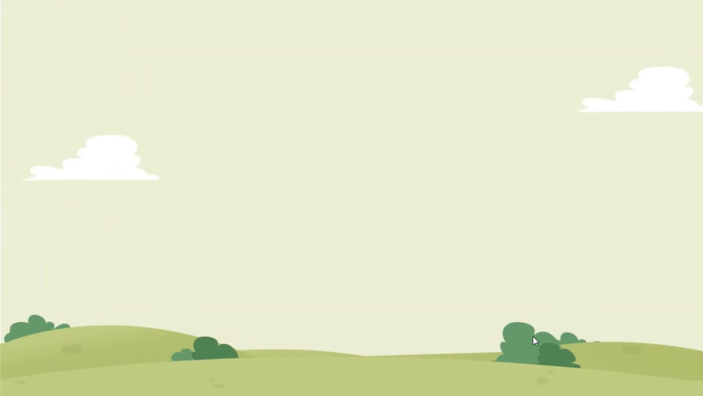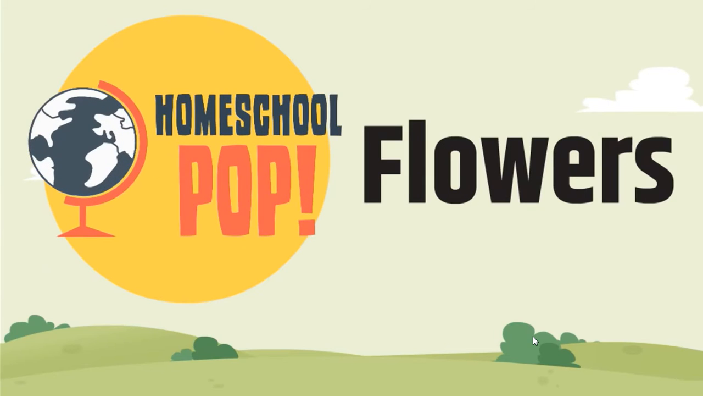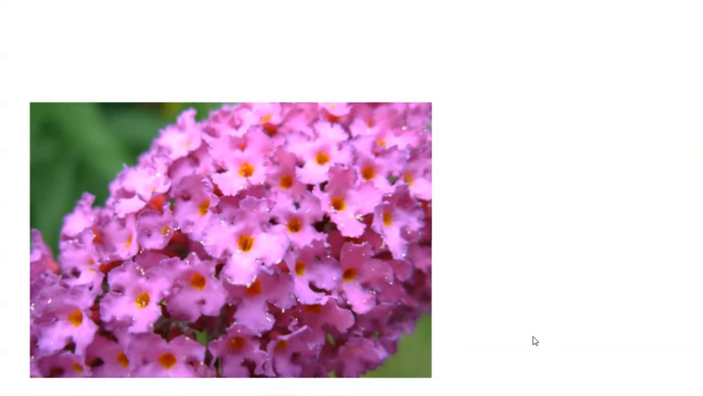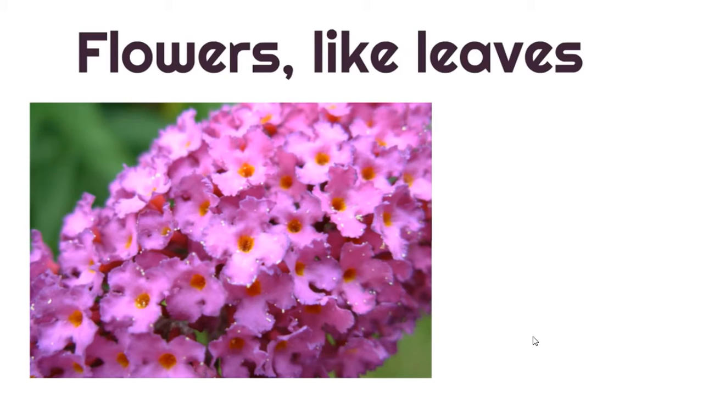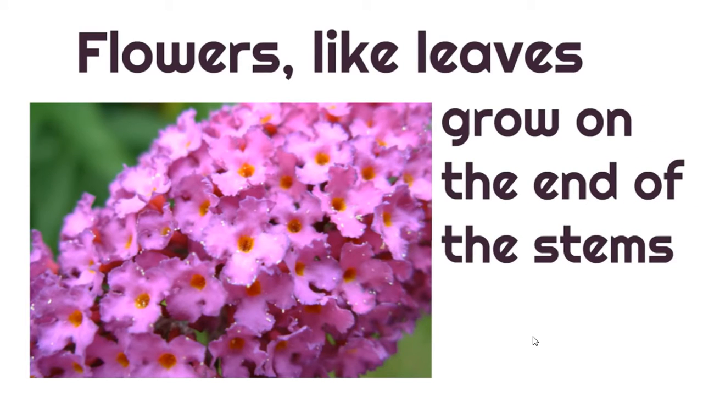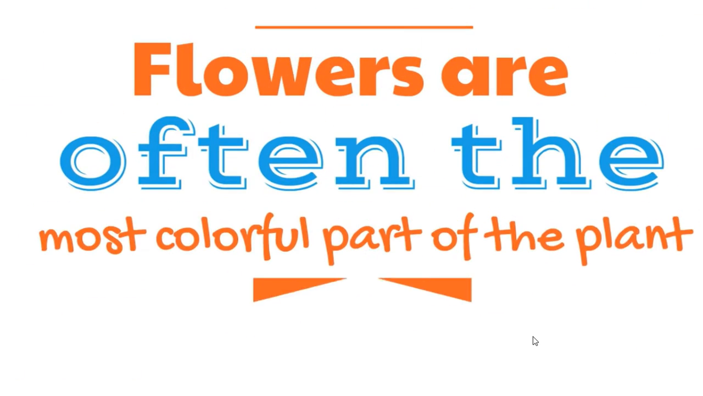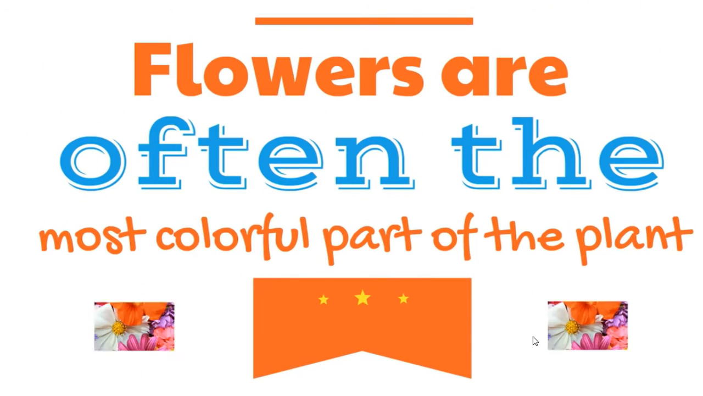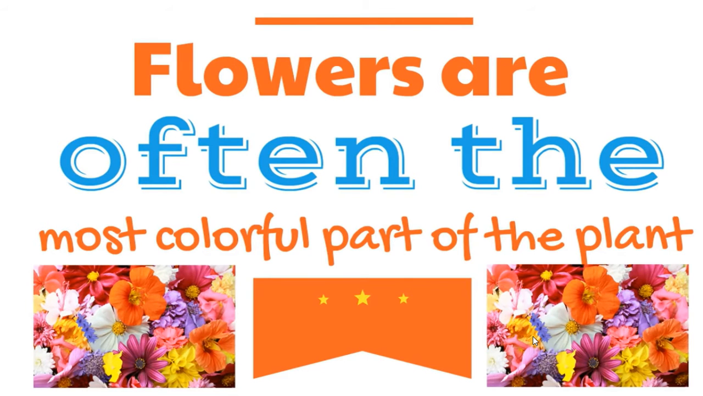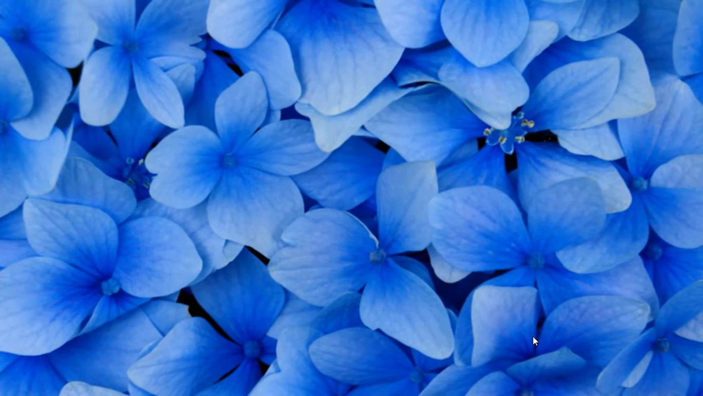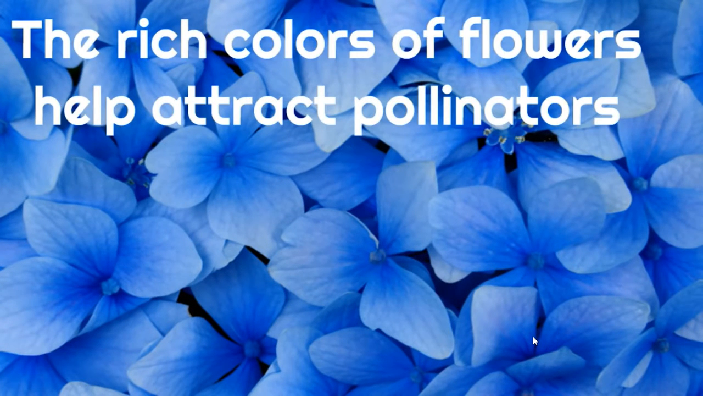The next part we're going to look at are flowers. Flowers, like leaves, grow on the end of the stems. Flowers are often the most colorful part of the plant. Okay, now this is awesome. The rich colors of flowers help attract pollinators. That's why they're beautiful. The beauty has a purpose.